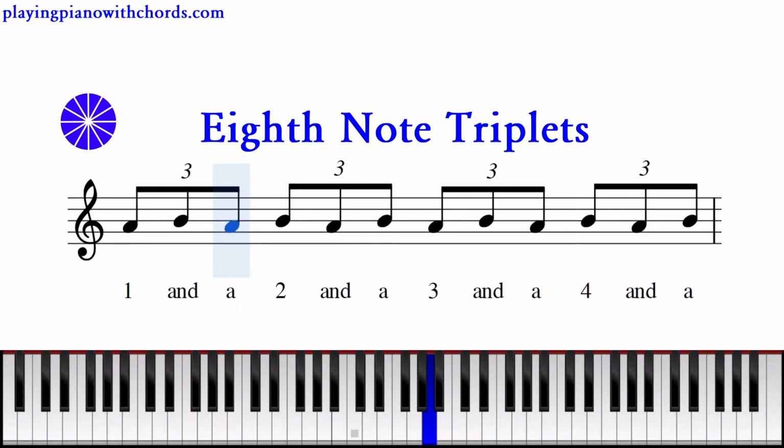1 and a, 2 and a, 3 and a, 4 and a. This gives you a very different feel from the even divisions we had before. Another way to count these is 1 triplet, 2 triplet, 3 triplet, 4 triplet, with one count on each syllable.